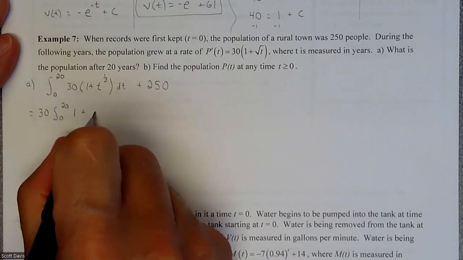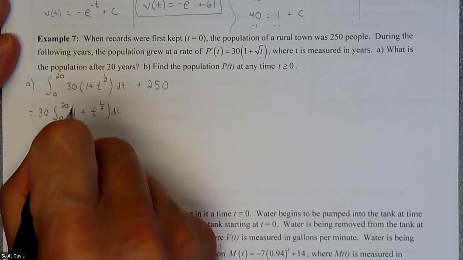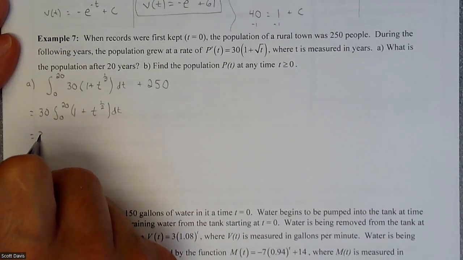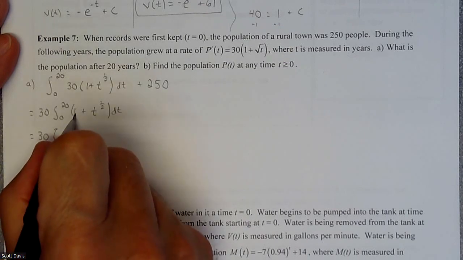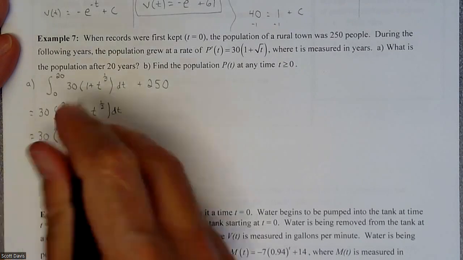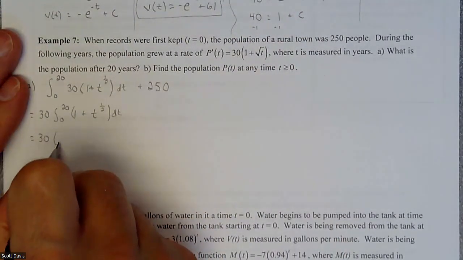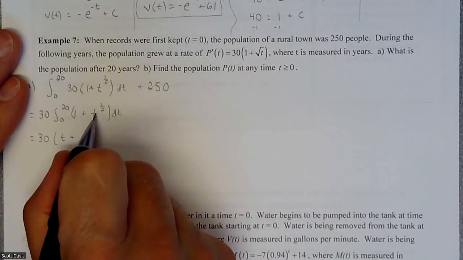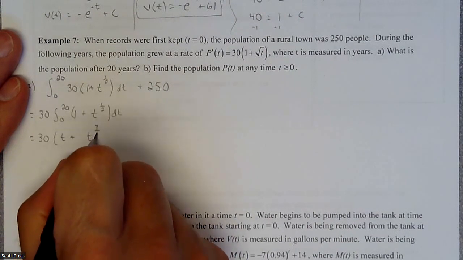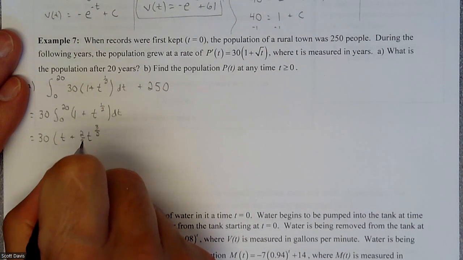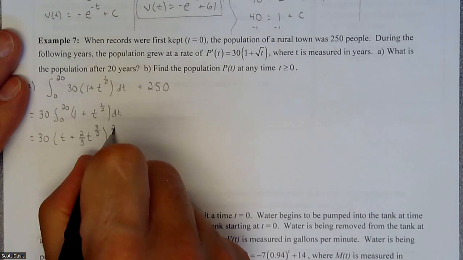And we're doing 1 plus t to the 1/2 power dt. So if I do this antiderivative, the antiderivative of 1 is t, our variable, plus, if we add 1 to this exponent, that's going to be t to the 3/2 power. And we're going to divide by 3/2 or multiply by its reciprocal, which would be easier. And then we're going to go from 0 to 20.